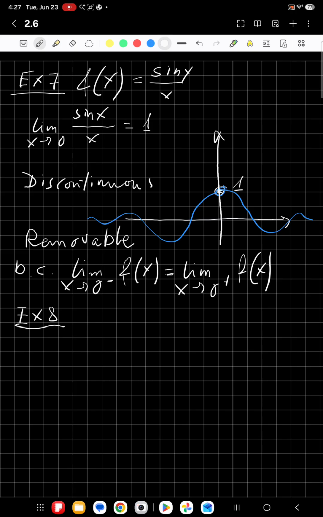This one is strange. You should graph this one using some kind of device, Desmos. So sine of 1 over x. And if you graph it properly, I'm not graphing it properly, but basically what's happening, right?